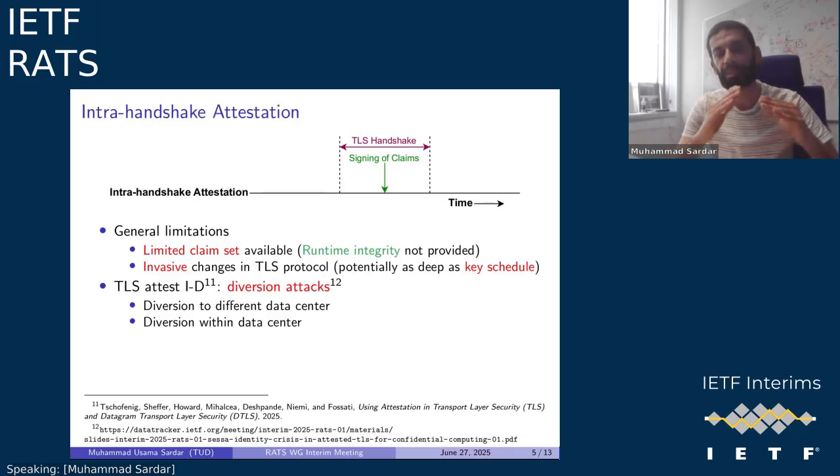Specifically for this internet draft, diversion attacks are possible, as we discussed last time. The idea is that it's not a general limitation of intra-handshake, but rather of that specific internet draft proposal. It means that it could be solved, like we proposed some solutions in the TLS working group with which it could be solved. So it's not a general limitation, it's a limitation of that specific internet draft. Next slide, please.